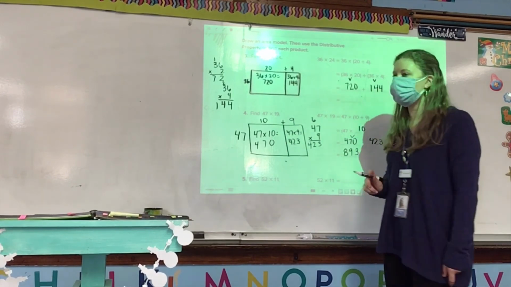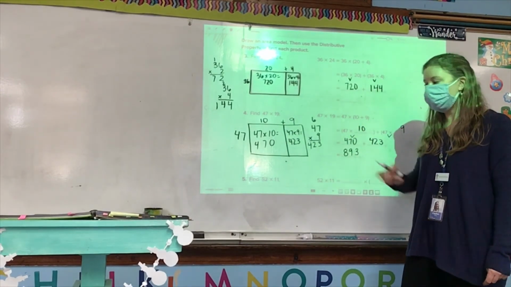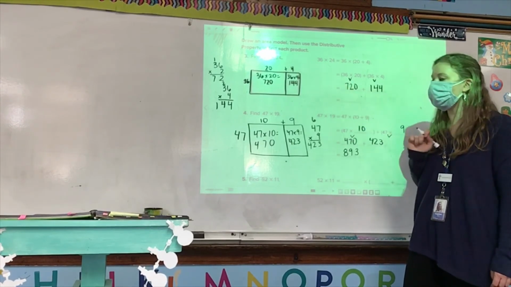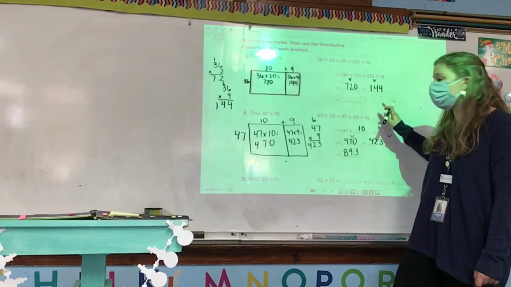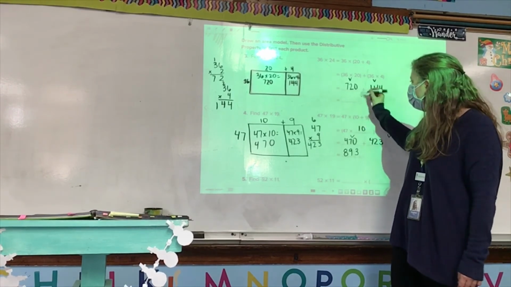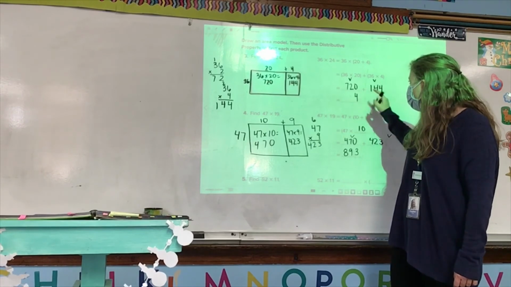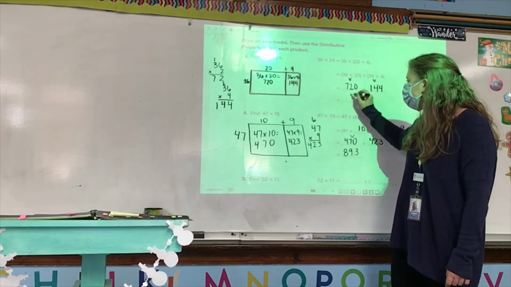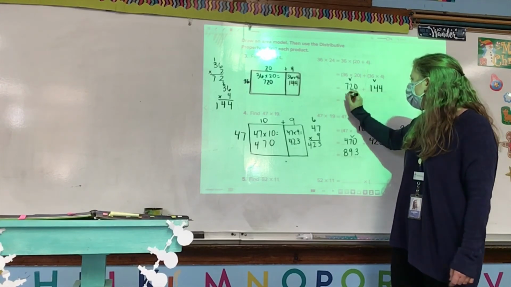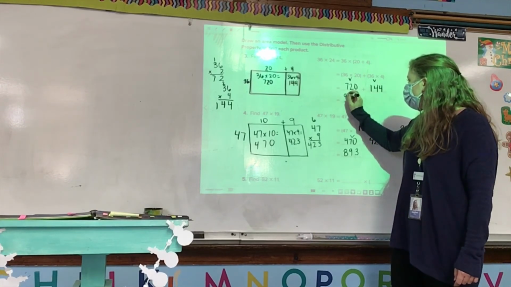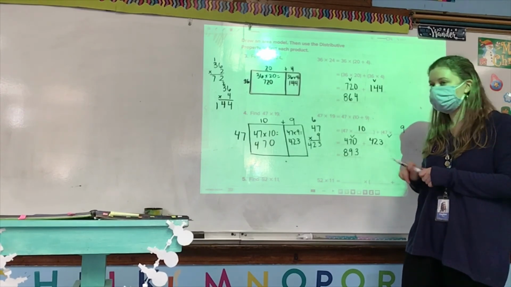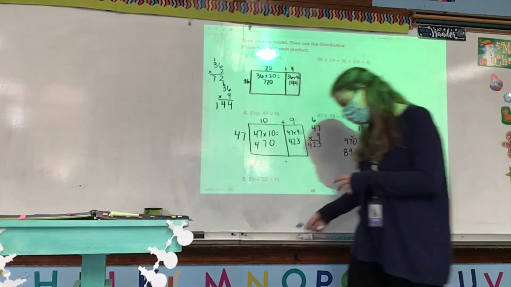Now, can we leave it like that? No, because now we have to add the products together. Do we have to regroup anywhere? No, so we can just add one place at a time. Add the ones. 4 plus 0 is? 4. Add the tens. 4 plus 2 is? 6. Add the hundreds. 1 plus 7 is? 8. So that means 36 times 24 is? 864.